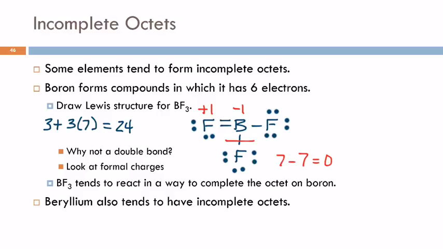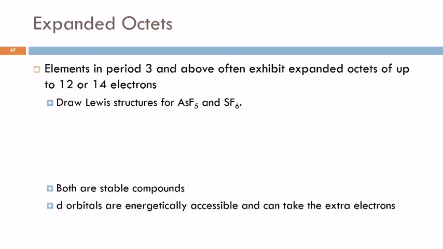Okay? So it's the smaller elements that tend to do incomplete octets. Then we have the opposite, expanded octets. They're more than 8. This can happen in elements that are in period 3 or larger. They can expand their octets up to 12 or even 14 electrons instead of 8. The reason they can do that is that there are 3d orbitals available. And so the electrons can move up from the p into the d orbitals, and that makes more room.